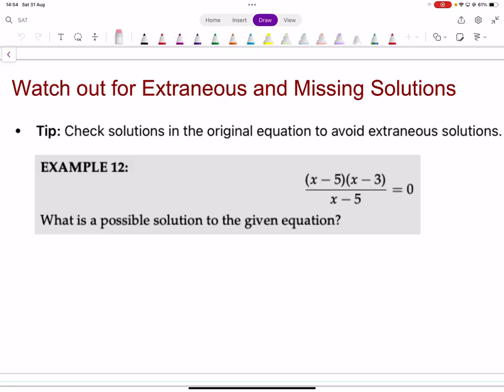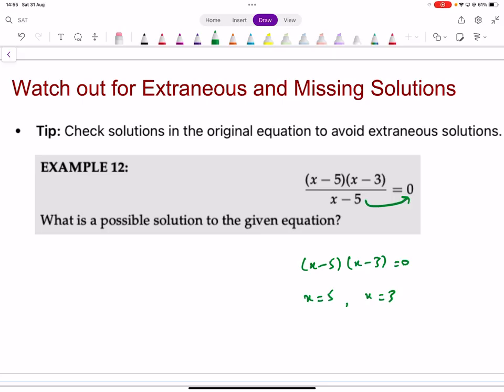5, 3 or 5. Does everyone agree to that? 3 or 5, both are solutions to this equation. So how are you solving it? You're basically doing something like this. You're saying, let's multiply x minus 5 to the other side. And that becomes 0 basically, x minus 5 into 0. And you're left with x minus 5 into x minus 3 equal to 0. And you get x equal to 5 and x equal to 3 from that.